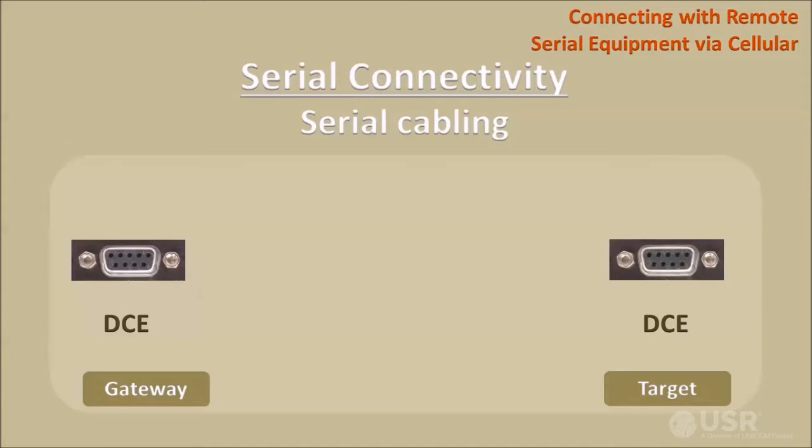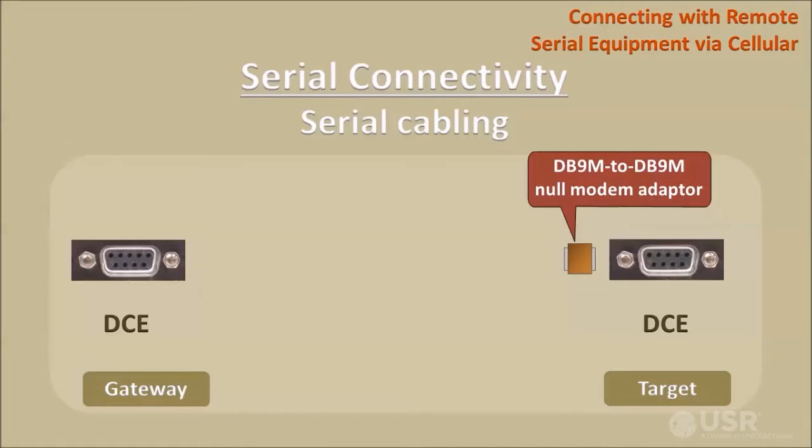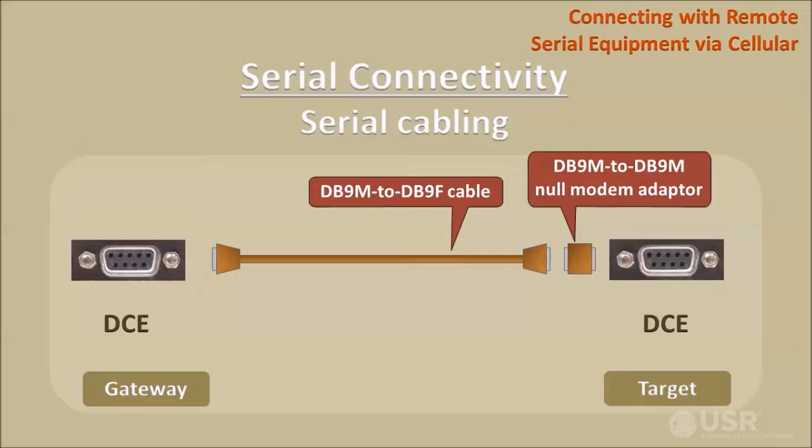The target equipment may be a DCE, presented on a DB9 female connector. In this case, the correct cabling uses a DB9 male-to-male null modem adapter, along with a standard DB9 male-to-female serial cable, or use a pre-built DB9 male-to-male serial cable that's wired the same as the null modem adapter.